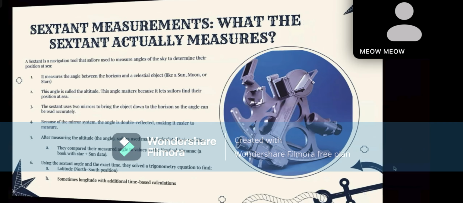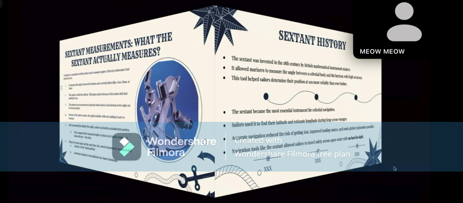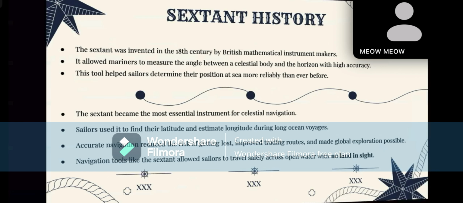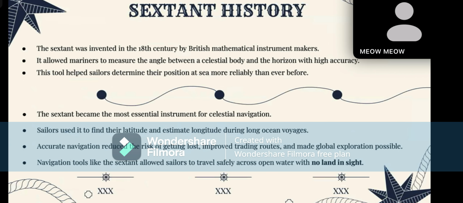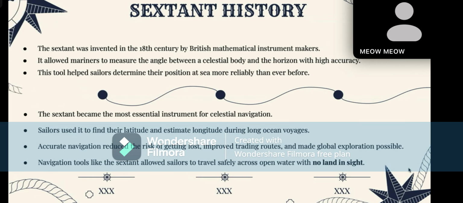We'll move on to the history of sextants. In the 18th century, British mathematicians created this technology to make better measurements of the celestial angle. Sextants were made to make ocean travel more dependable, and this became essential for global travel and global trade.